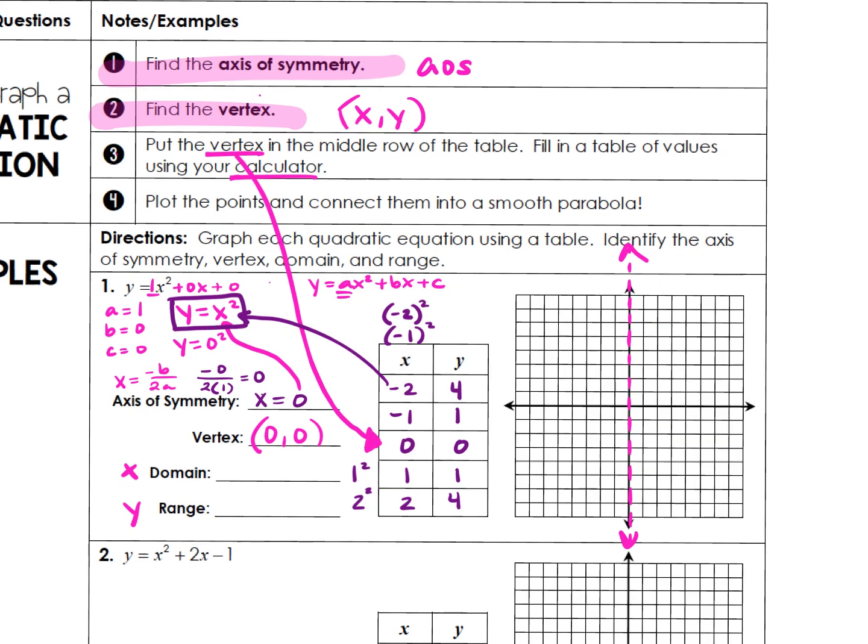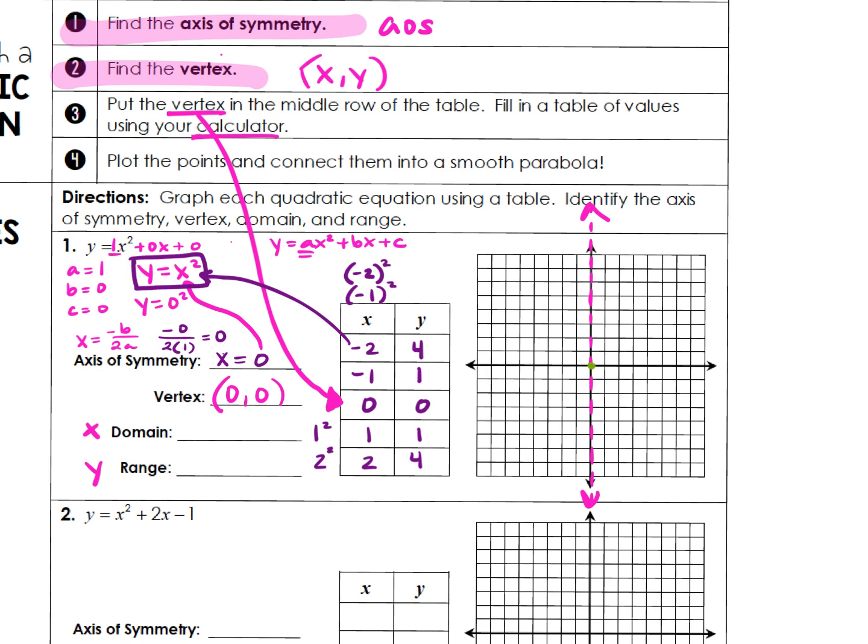So let's plot those points. 0, 0. That's the origin. Negative 2, 4: 1, 2, 3, 4. Remember, negative 2 goes left, positive 4 goes up. Negative 1, 1 goes 1 left and 1 up. 1, 1 will be here, and 2, 4 will be there. Okay, so this is your graph. All you have to do is connect those points in a U-type shape. Don't make them straight lines. You can't make a straight line from that.